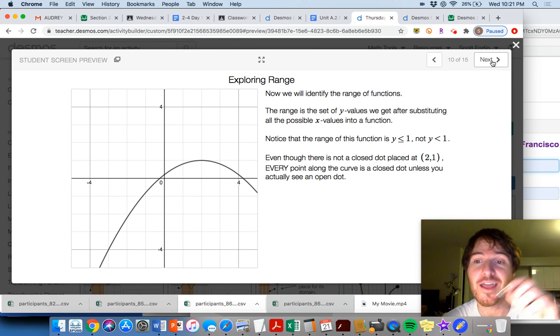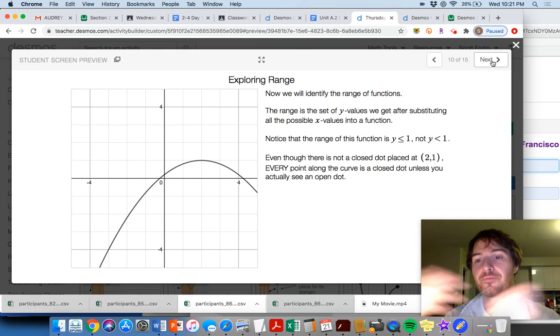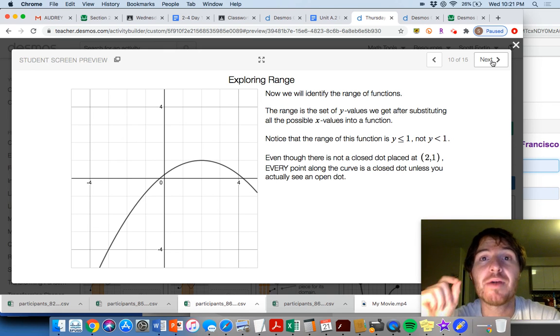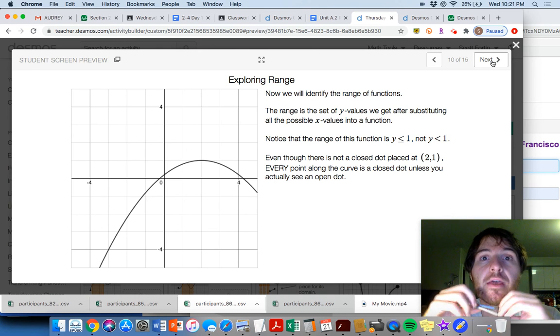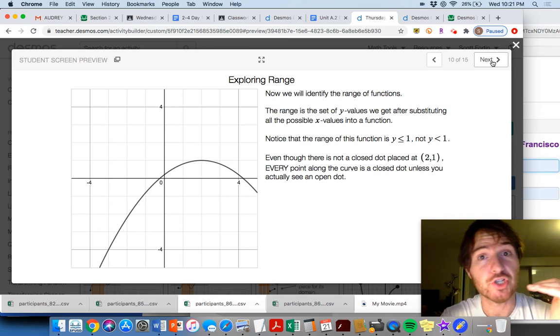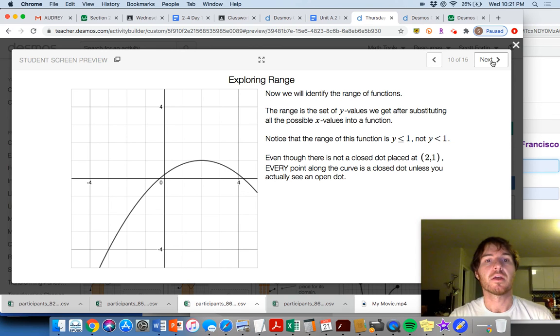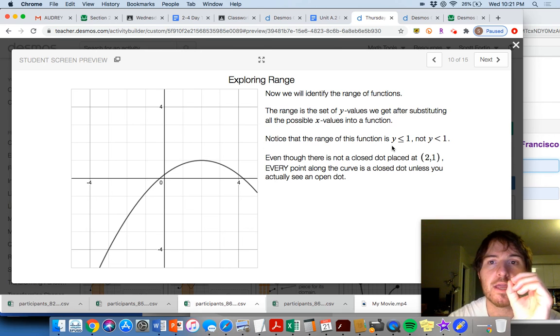You might be thinking, hey, I got my domain. Do I have my range? Domain and range, domain and range. So we've been thinking about the x values so far because we're thinking about what the domain is of these relationships. Let's describe what the outputs are, shall we? Let's do it. Okay, so now we will identify the range of functions.